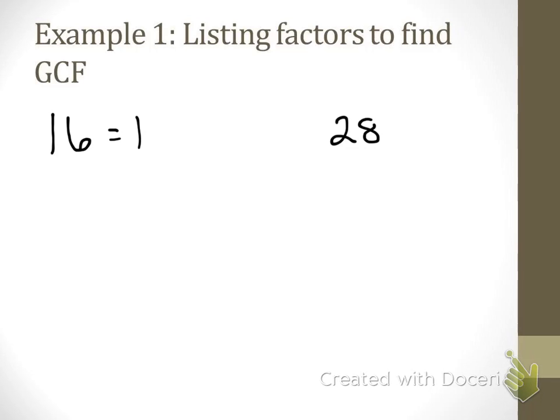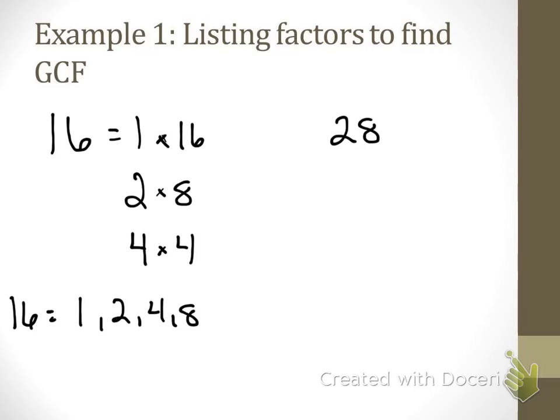If I have these numbers, I want to start off by listing the groups of numbers that can be multiplied together to give me 16. 1 and 16, 2 and 8, and 4 and 4. And then we're going to list out the factors for 16: 1, 2, 4, 8, and 16.